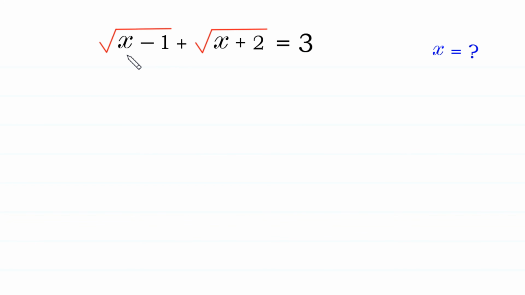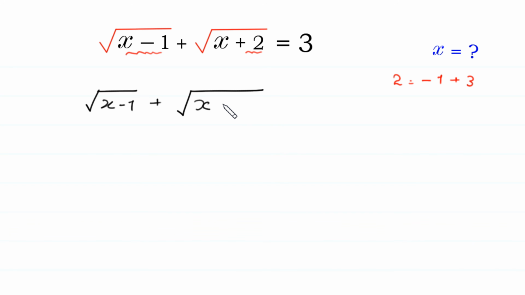Since here we have x minus 1, we split this 2 as negative 1 plus 3. So we get square root of x minus 1 plus square root of x minus 1 plus 3 is equal to 3.